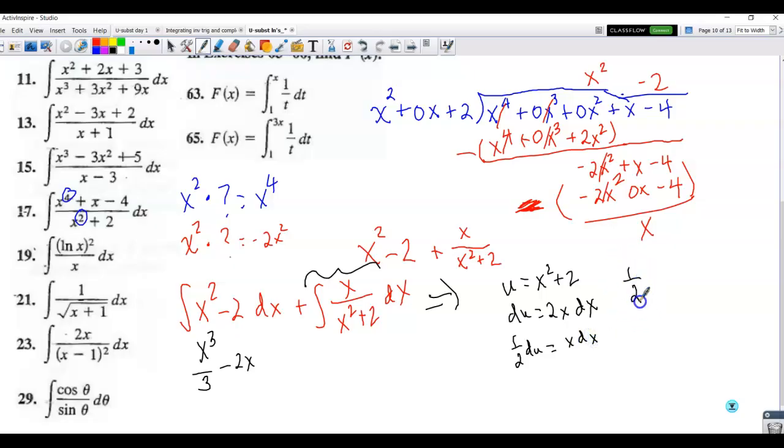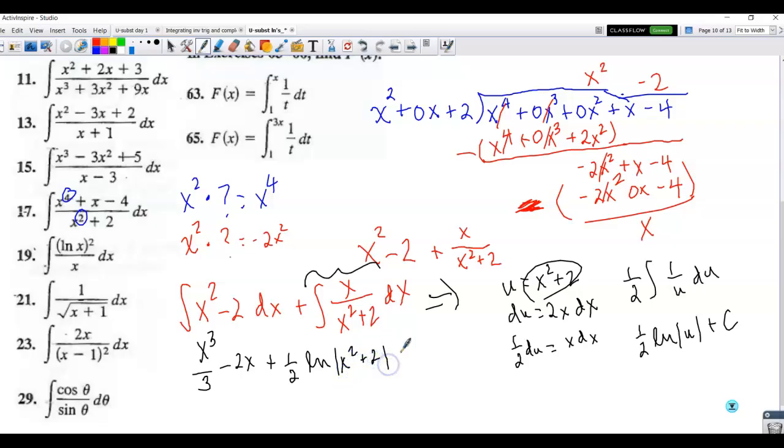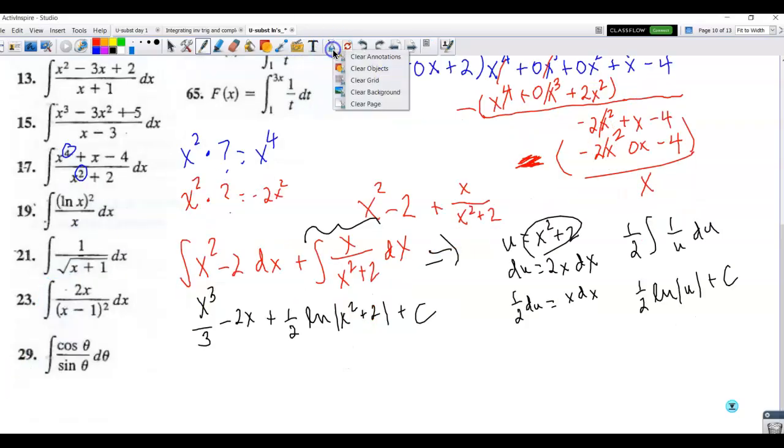So the rewrite of term number 2 would be 1/2 times 1 over u du, there it is, 1/2 ln absolute value of u, plus c. Take it back to my problem, and that'll be plus 1/2 ln, replace, x squared plus 2, plus c. All right, let's get to number 21.